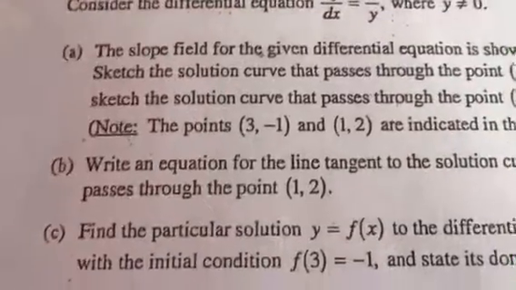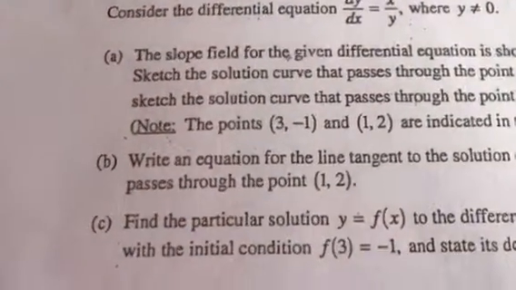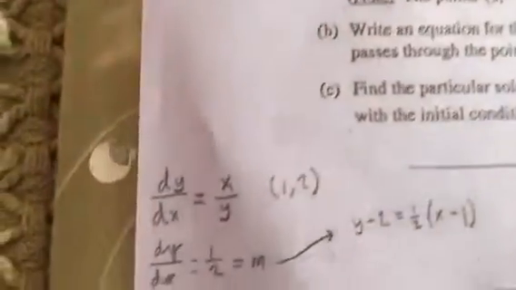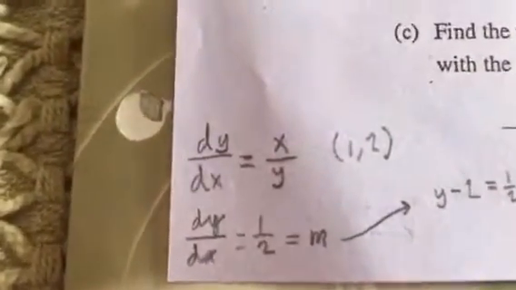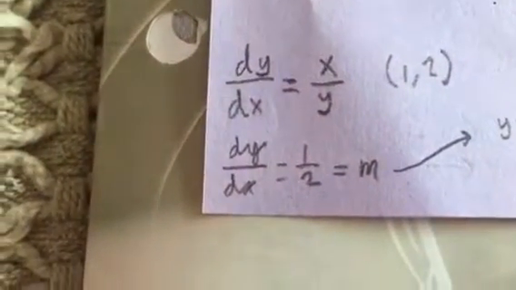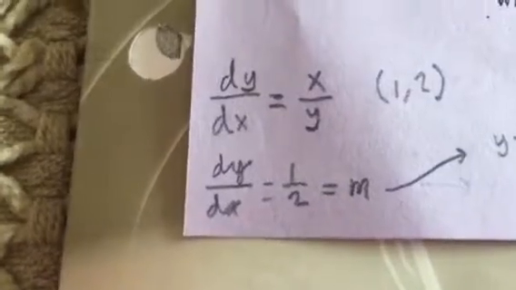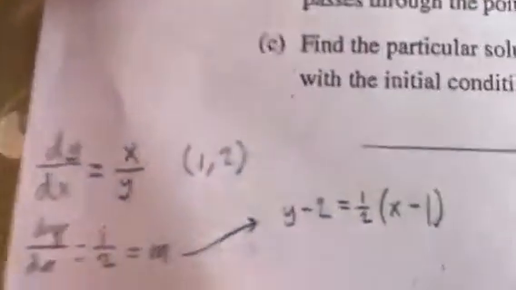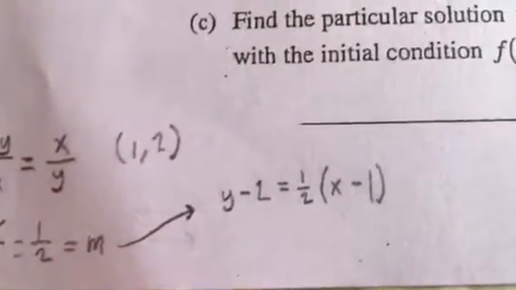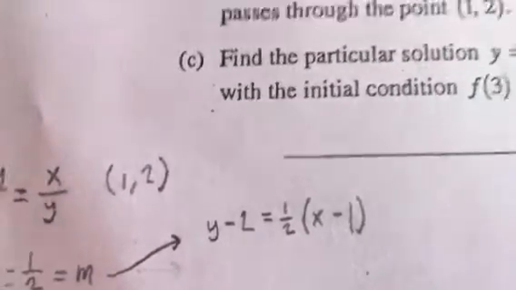Now we know that the derivative is the slope of our function, so we can plug that initial condition of (1, 2) into our differential equation. And since we know that this is a slope, we can set that equal to m and use our initial condition once again to put it in point-slope form, giving us y minus 2 is equal to 1/2 times the quantity of x minus 1.